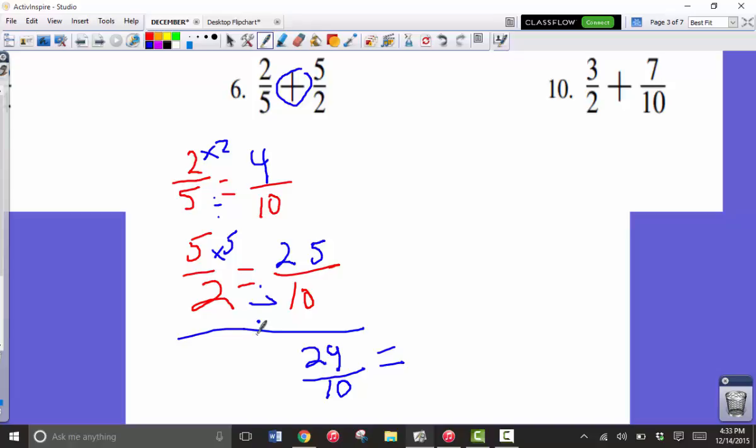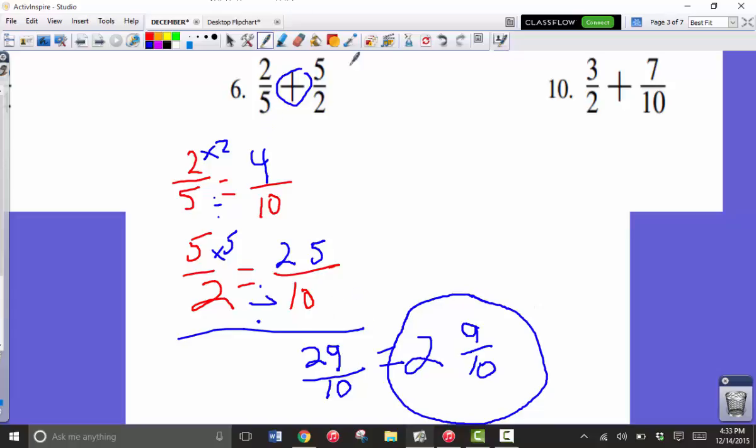But as you can see, it is improper fraction, so we're going to change it to a mixed number. We do that by asking ourselves, how many times will the denominator go into the numerator? How many times will 10 go into 29? 10 will go into 29 2 times. You can use your multiplication chart to help you if you like. And what would be left over is 9, keeping the same denominator. This is already reduced to lowest terms, so that will be your final answer.